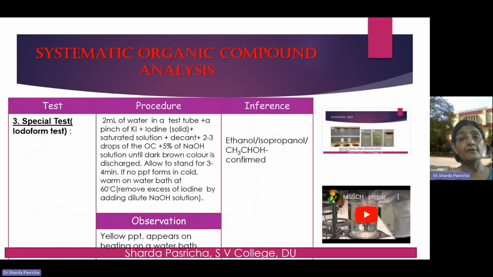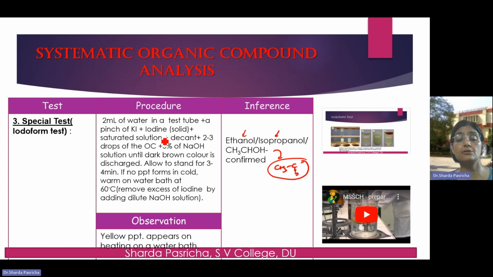Special test, the iodoform test. This test will be given by alcohols like ethanol, isopropyl alcohol, or any alcohol which has a CH3CHOH group, which can be oxidized to an acetyl group. All those alcohols will give you this. Take in a test tube 2 ml of water, add a pinch of potassium iodide to that, and solid iodine to get a saturated solution. Some iodine should remain at the bottom and not completely dissolve.